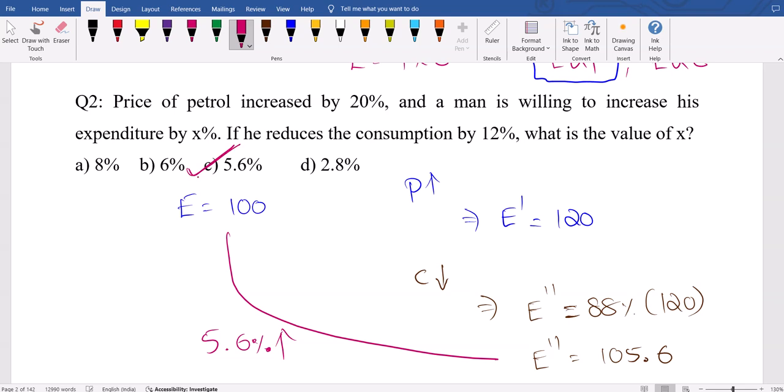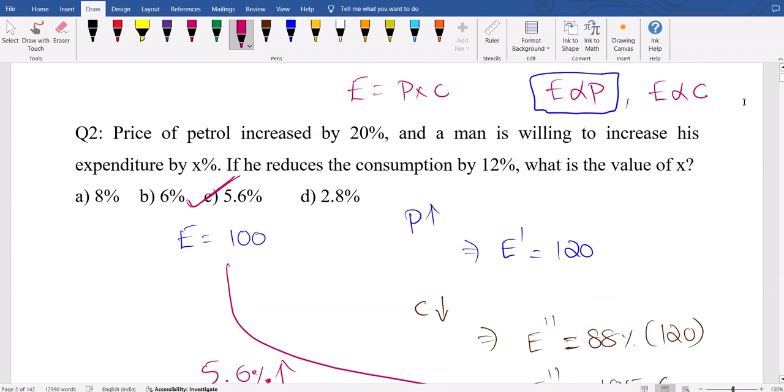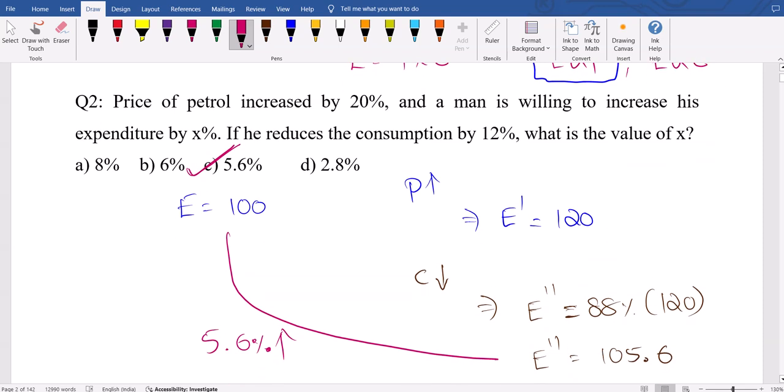See this question. Expenditure initially 100, but finally 105.6. What is that change? Price increases, expenditure will increase. When consumption decreases, expenditure will decrease. And finally 100 became 105.6. So 5.6% is the increase in the expenditure in the overall transaction. So option C is correct. 5.6% here. Right, perfect.